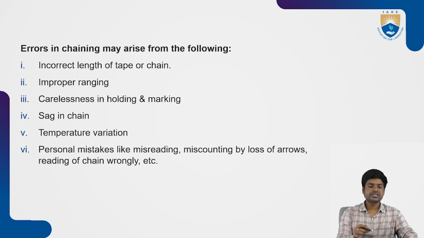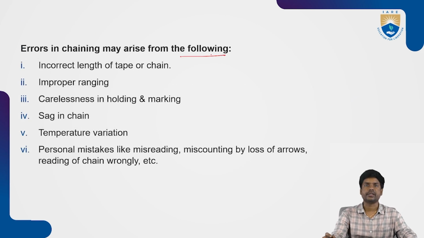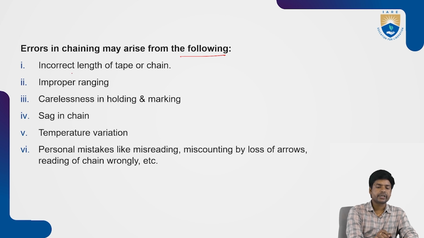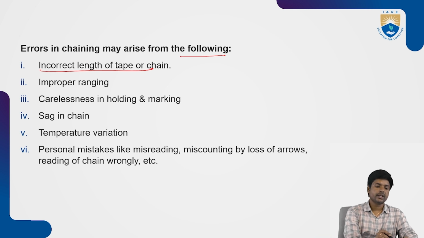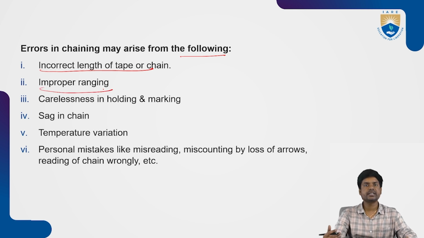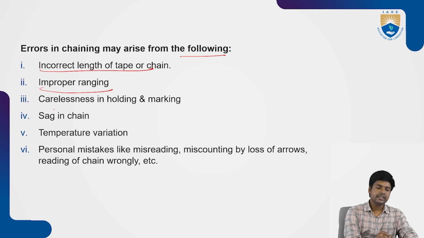Now, errors in chaining may arise from the following reasons. Whatever errors we are going to get, like incorrect measurements in chain surveying, we will see. Incorrect length of tape or chain: if the length of the chain or tape is incorrect, then we are going to get inaccurate results. And improper ranging: if the sighting of the object from different positions is not done properly, then we are going to get errors. And then carelessness in holding or marking.